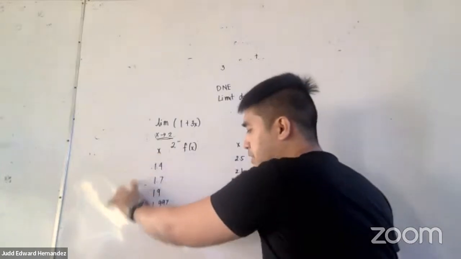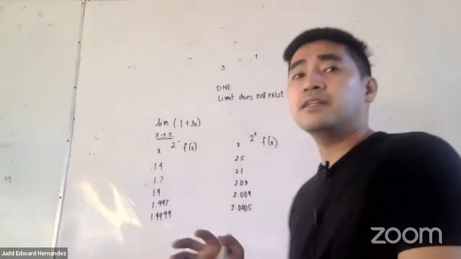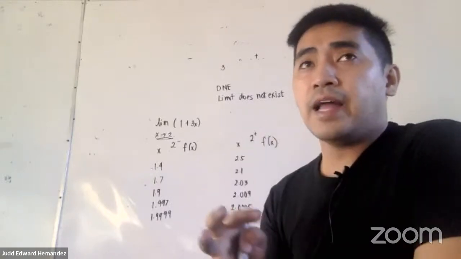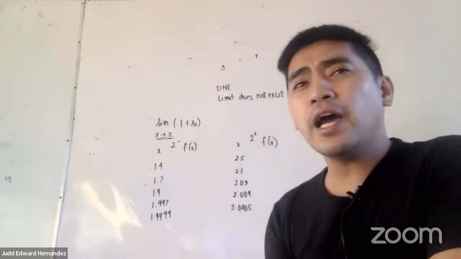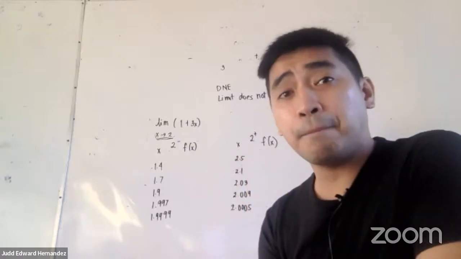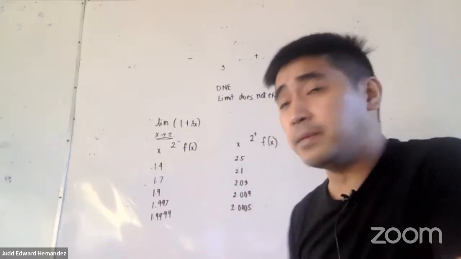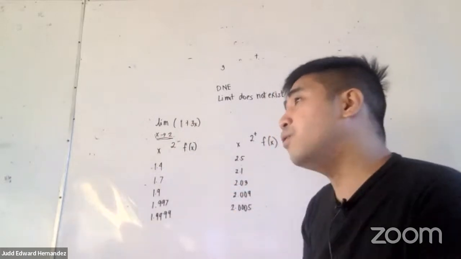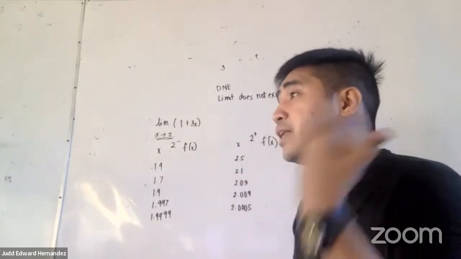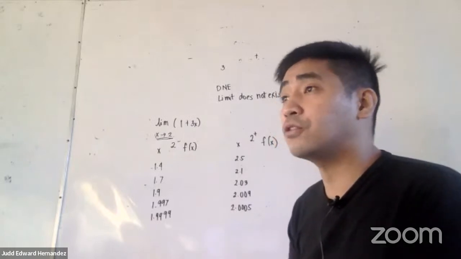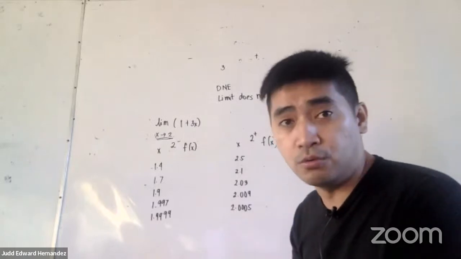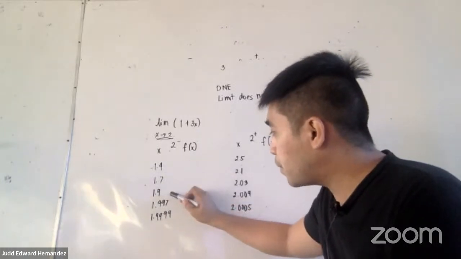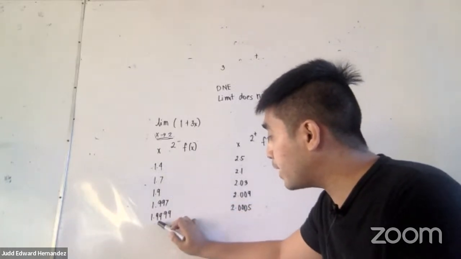Okay. Sir, saan niyo po nakuha yung mga values na yan? Okay, ganito lang yan, guys. When we are using table of values, tatandaan nyo, kukuha lang kayo ng mga values na malapit dun sa approaching limit natin. Malapit lang sa 2. Eh sabi dito, 2 from the left. Therefore, kukuha ko ng mga values which are less than 2 pero hindi malayo sa 2 because it is still approaching 2. Just like these examples. We have 1.4, 1.7, 1.9, 1.997, 1.9999.